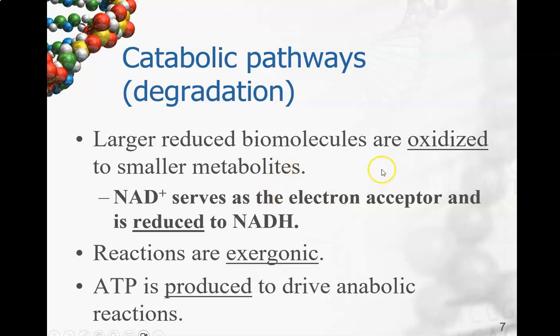Catabolic pathways involve degradation. We take our larger reduced biomolecules from our food and oxidize them to smaller metabolites. In oxidation, protons and electrons are given up, largely to NAD+, which serves as the electron acceptor, and in so doing becomes NADH. These reactions are exergonic. They release free energy, and because they release free energy, we can use some of it to produce ATP. Then that ATP will be used to drive the anabolic reactions that I described on that previous slide.